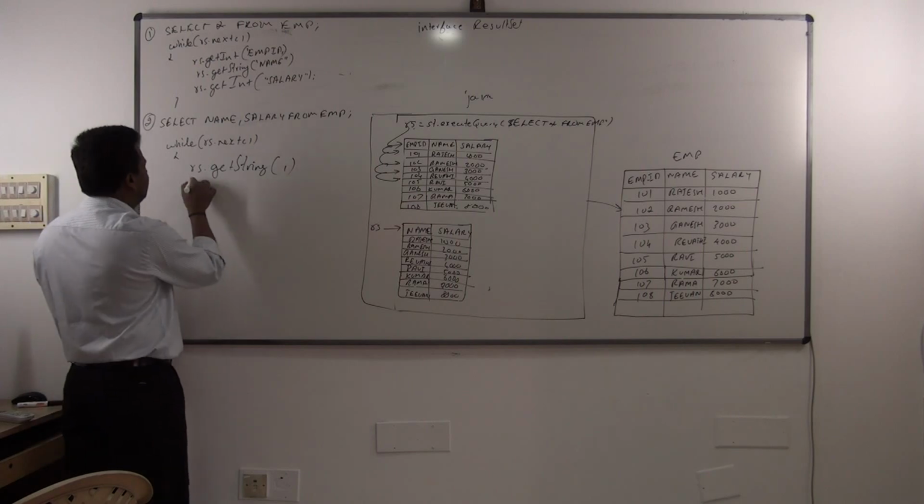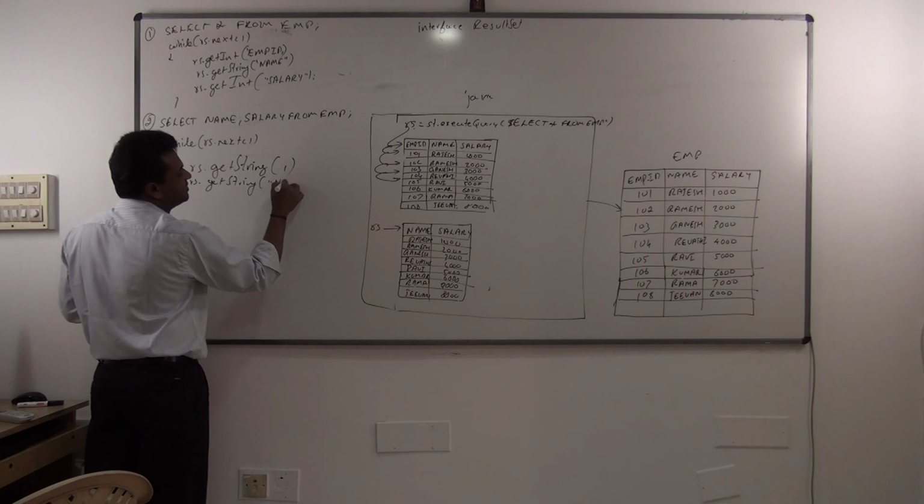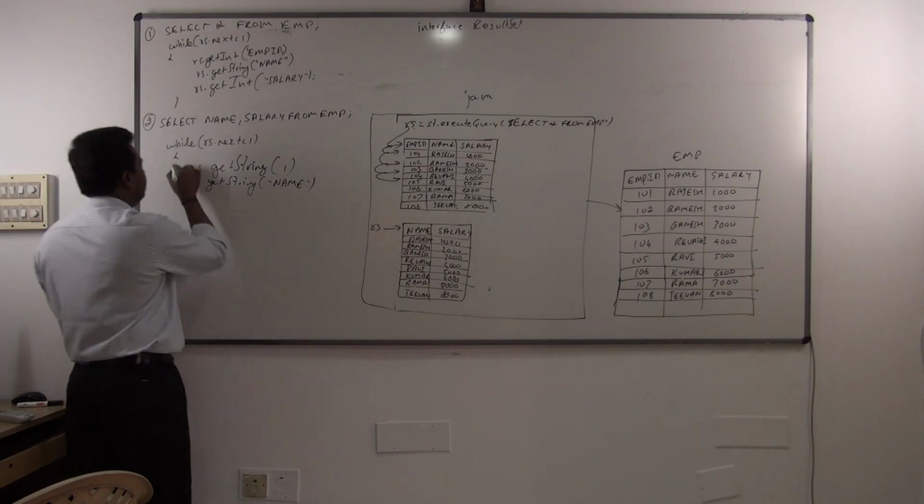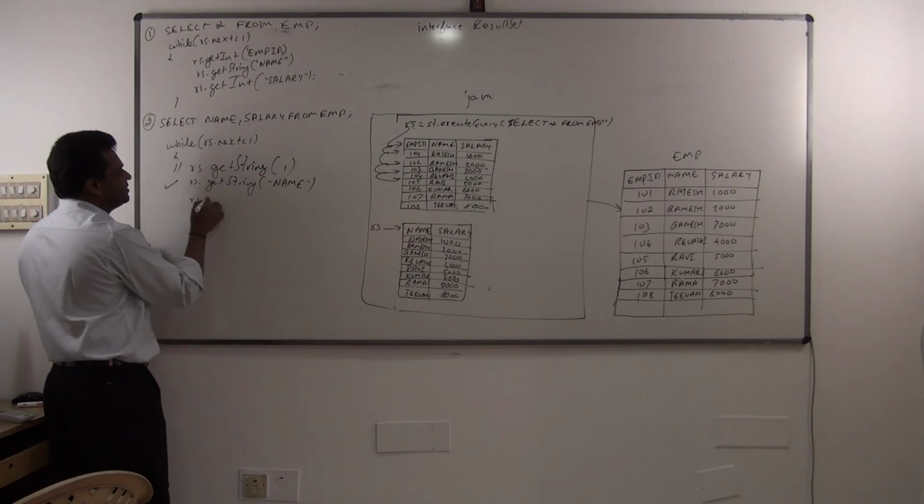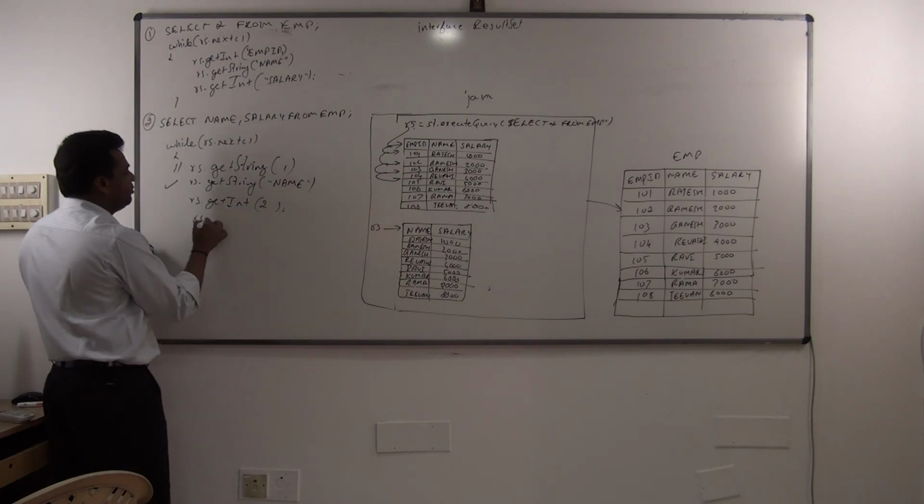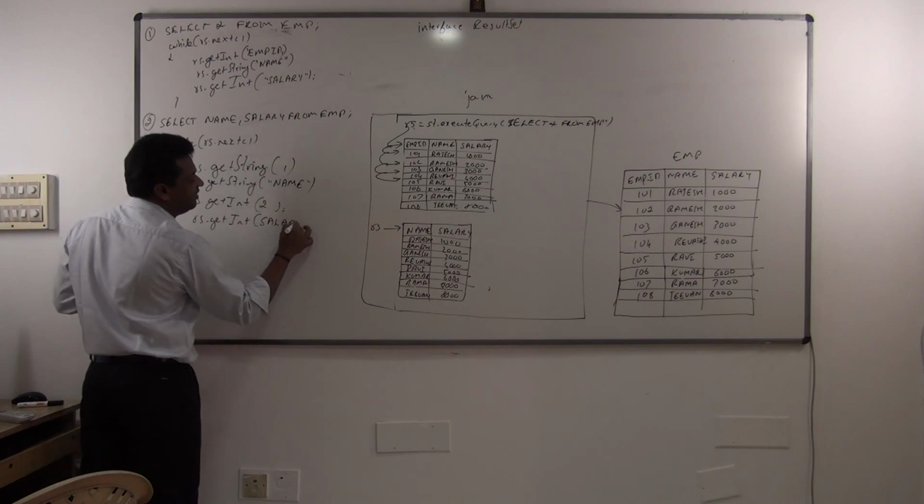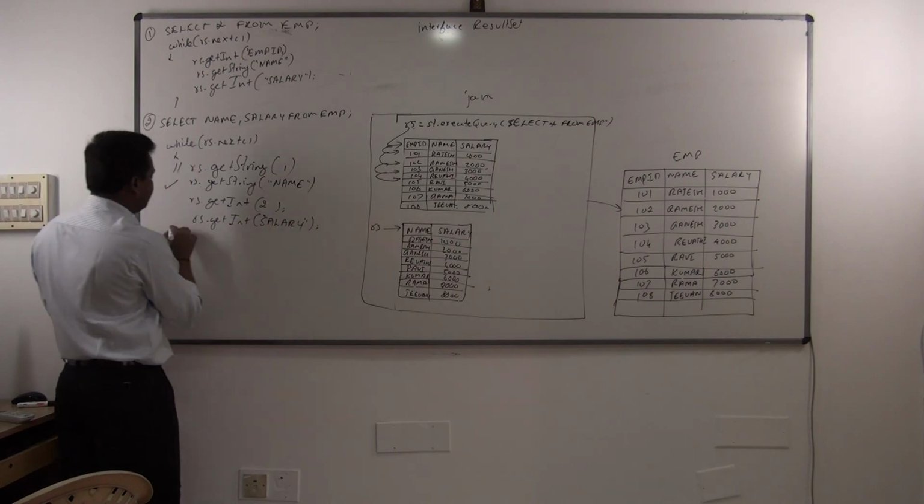So this is what you are saying now. Either you say get string of 1, or the other one would be get string of name. This is always ideal. I would recommend this only. Even though you can do the other, do this. Similarly, you can say array start get int this time. So array start get int would be salary.